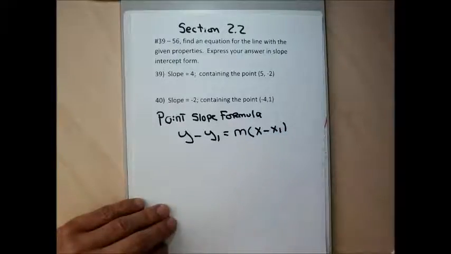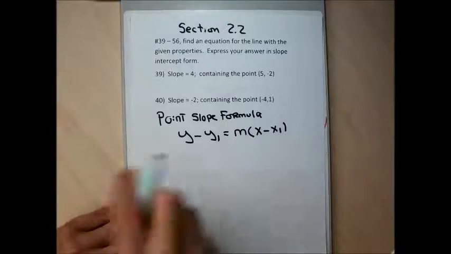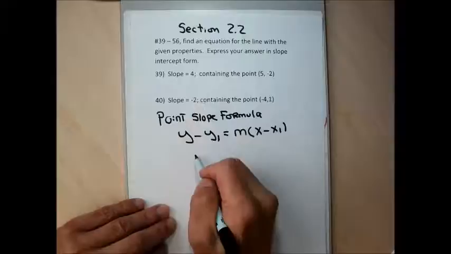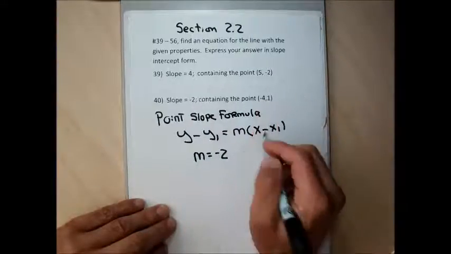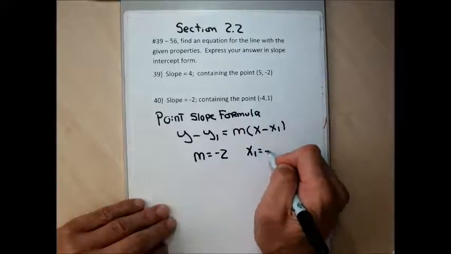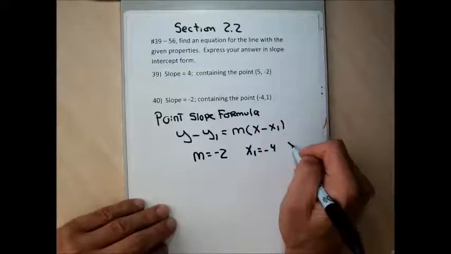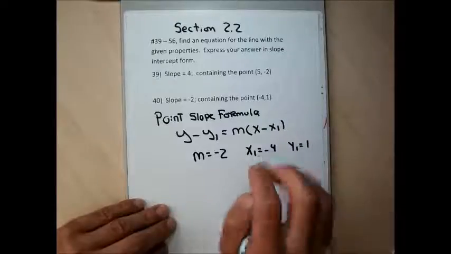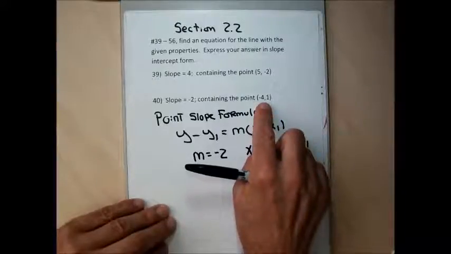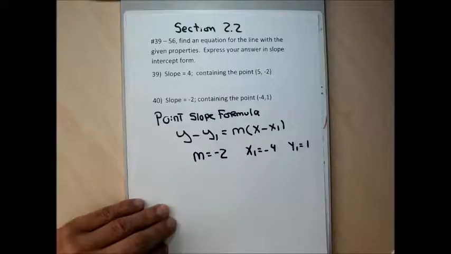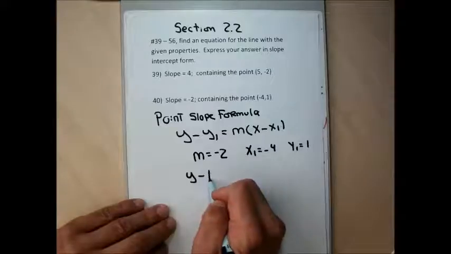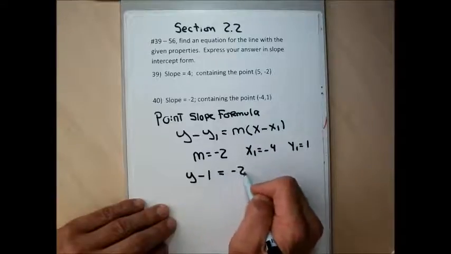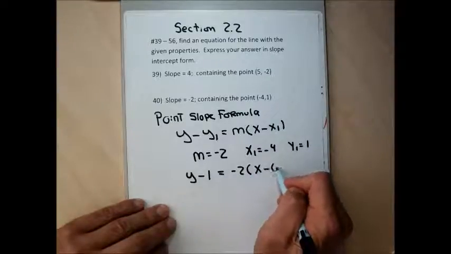So for problem 40, to find the equation of the line that passes through the point negative 4, 1 with a slope of negative 2, I'm going to plug m equal to negative 2 into the formula, and I'm going to plug x1 equal to negative 4 in the formula, and y1 equal to 1 in the formula. x1 and y1 are the x and the y coordinate of the first point that's given. The slope is the m. So for this problem, I'm going to go y minus 1 equals negative 2 times x minus a negative 4.